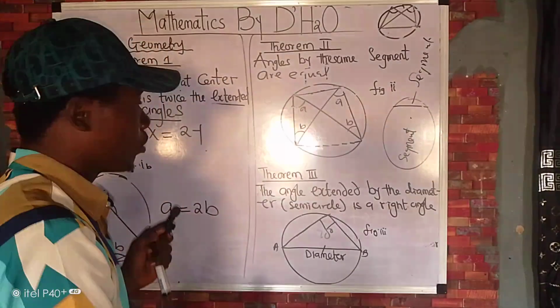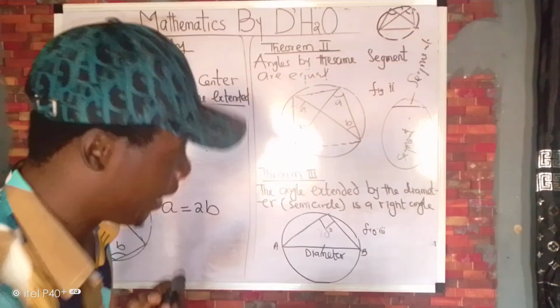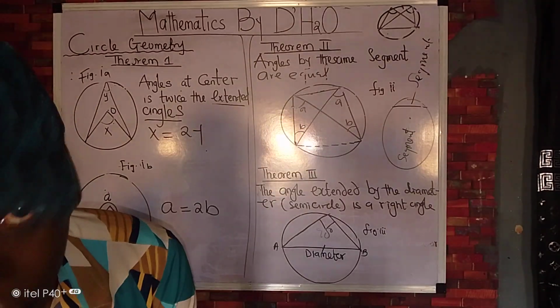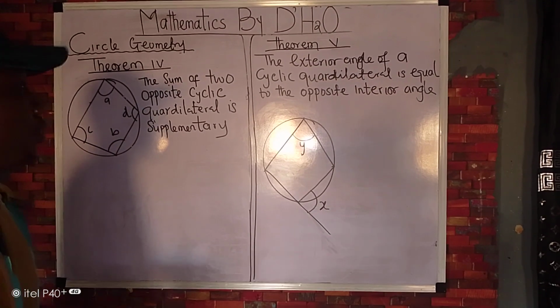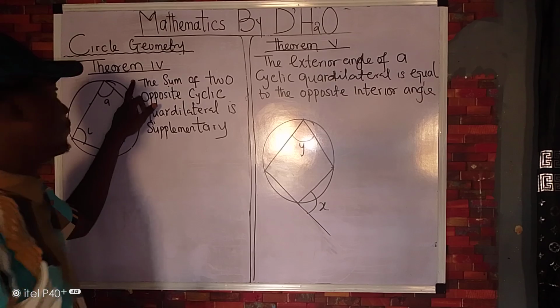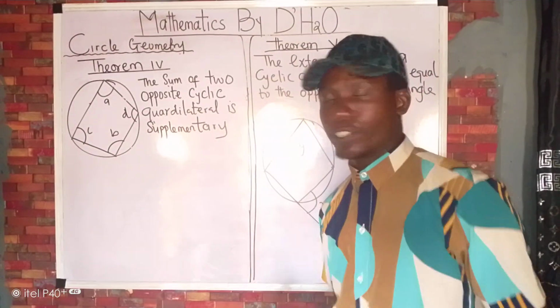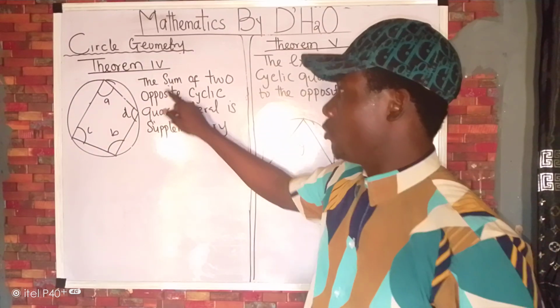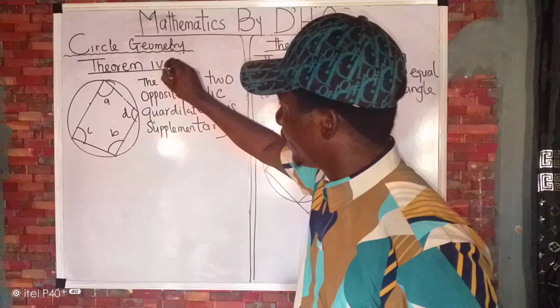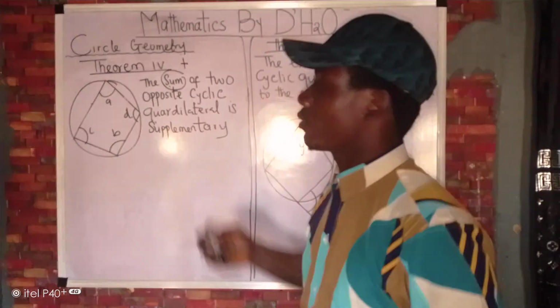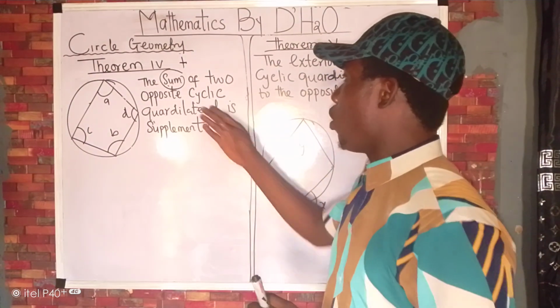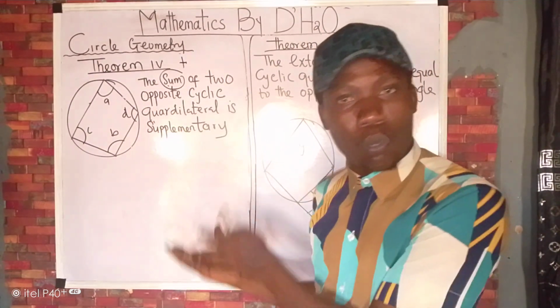Okay, so we are going to take theorem 4 and 5. Now let's quickly go into theorem 4. Let's look at this theorem 4. Theorem 4 says that the sum, don't forget that sum simply means addition, of two opposite angles of a cyclic quadrilateral.